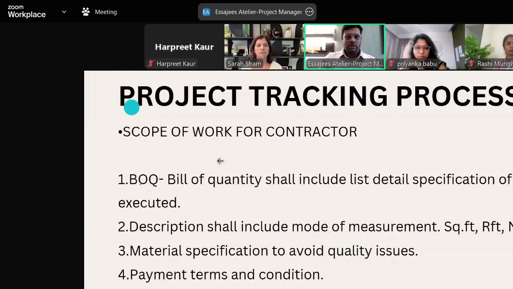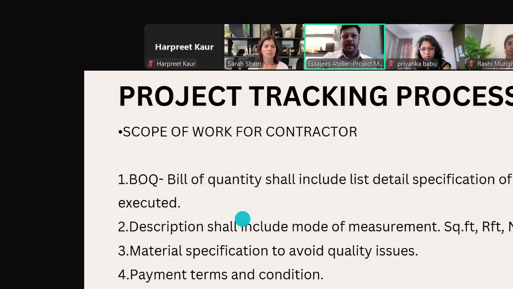So it is very important to collect data from past mistakes. Scope of work for contractors. So in that BOQ, what all should be included? The BOQ, bill of quantity, shall include a detailed list of specifications of work to be executed.